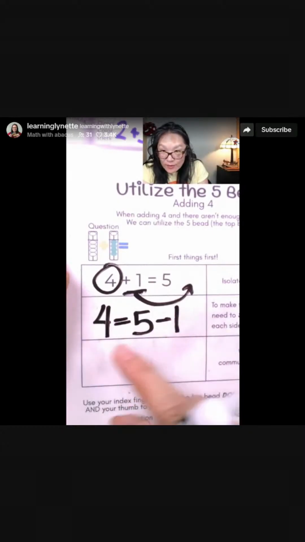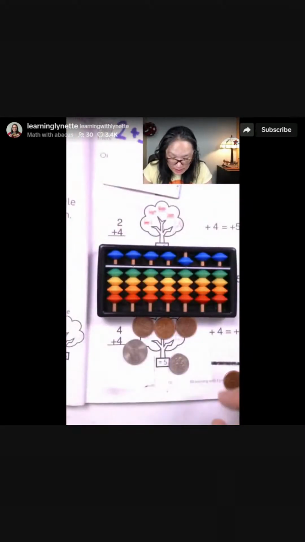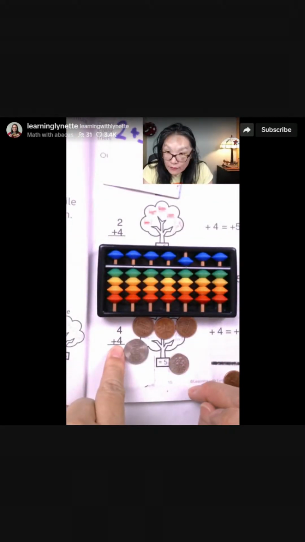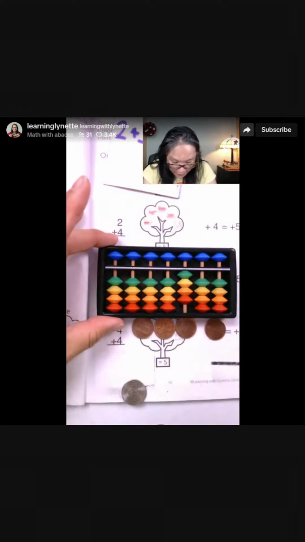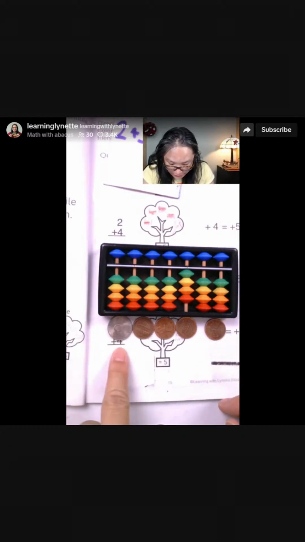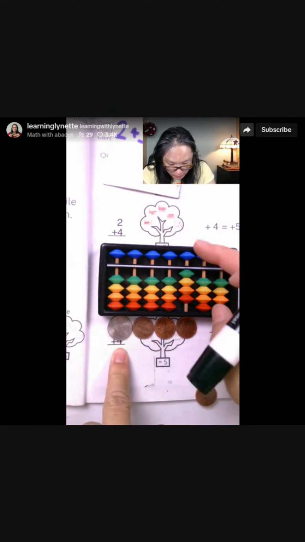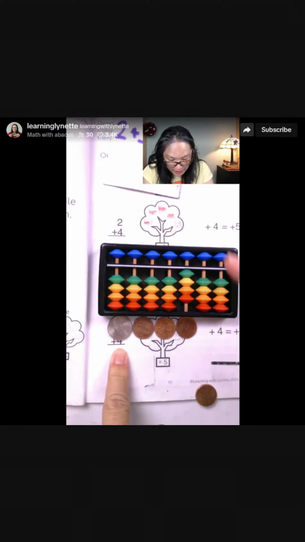So what happens is I add the 5 and I take away the 1. That's what I did. So if I have 4, I add the 5 and I take away the 1. So my answer is 8. I can do it again. Add the 5, take away the 1. My answer is 8.